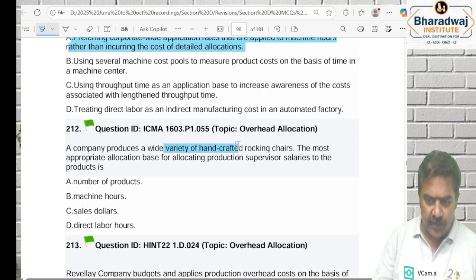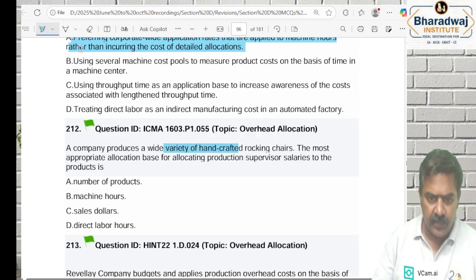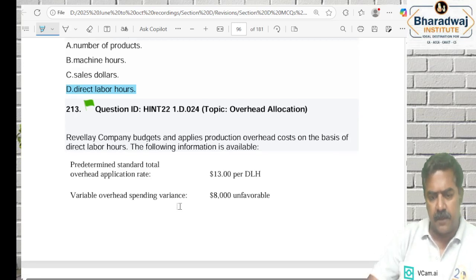Variety of handcrafted products. Handcrafted rocking chairs, direct labor. So it's given handcrafted, more labor would have been used. So better to go with what? Labor hours.